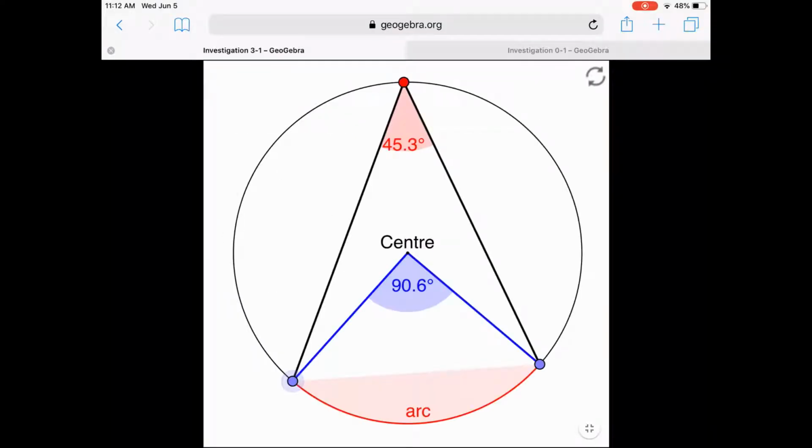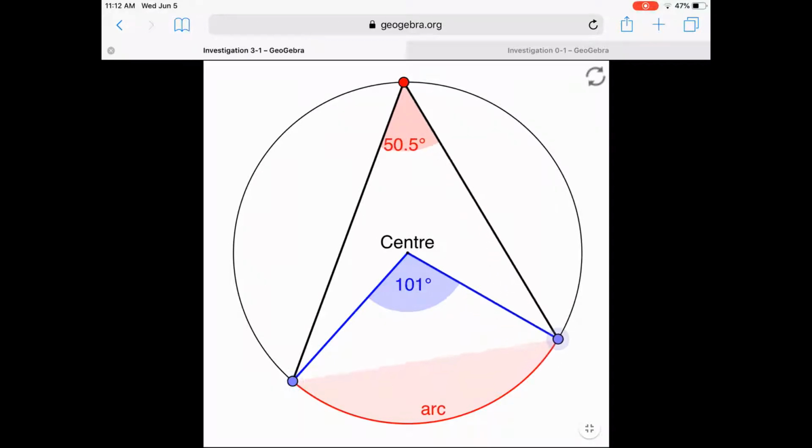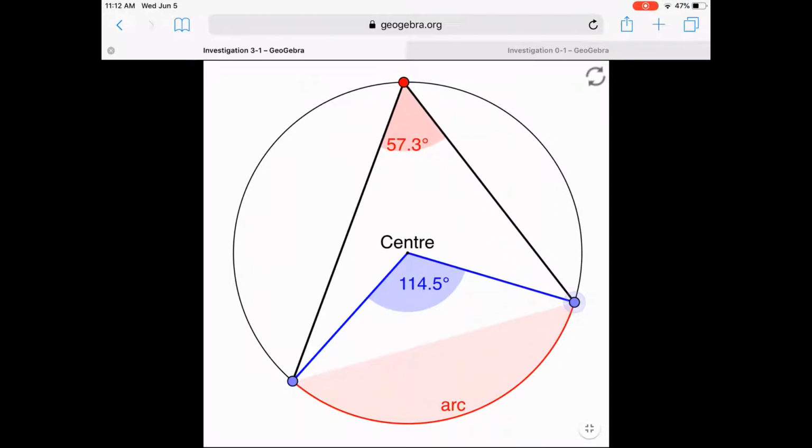In this diagram, we can see that the red arc at the bottom subtends two angles, the blue one at the center and the red one at the circumference. We can see, as per the theorem, the angle at the center is always double the angle at the circumference. Now, let me change the angle at the center. You can see the angle at the circumference also changes, and it will be half the angle at the center.